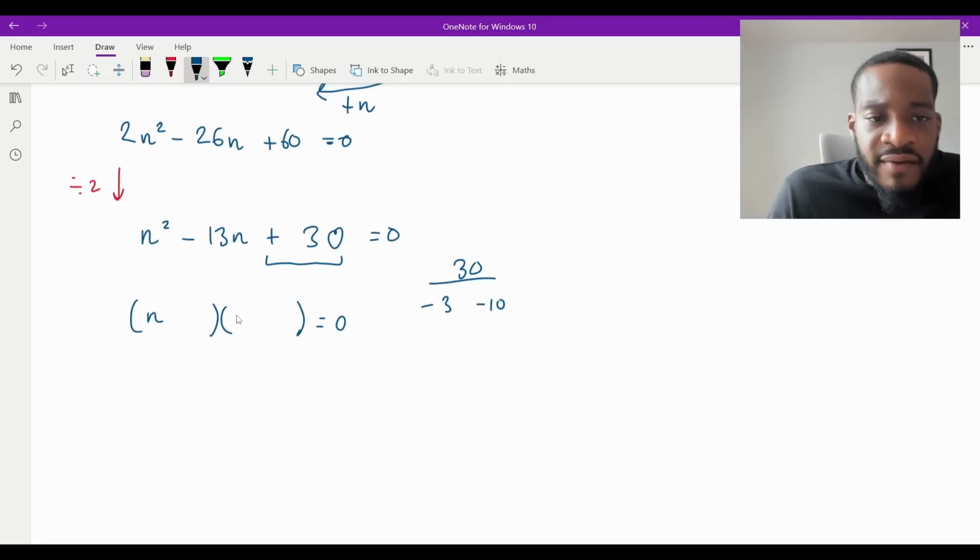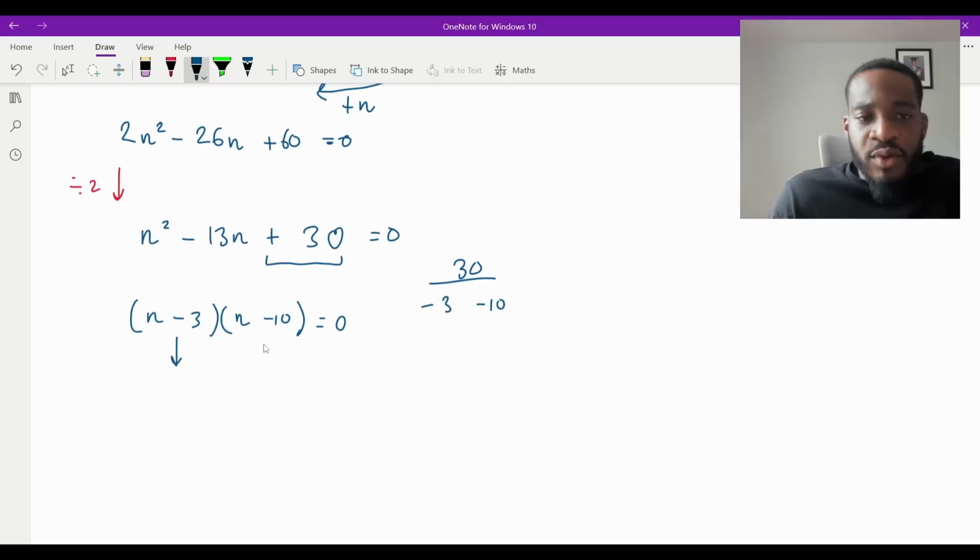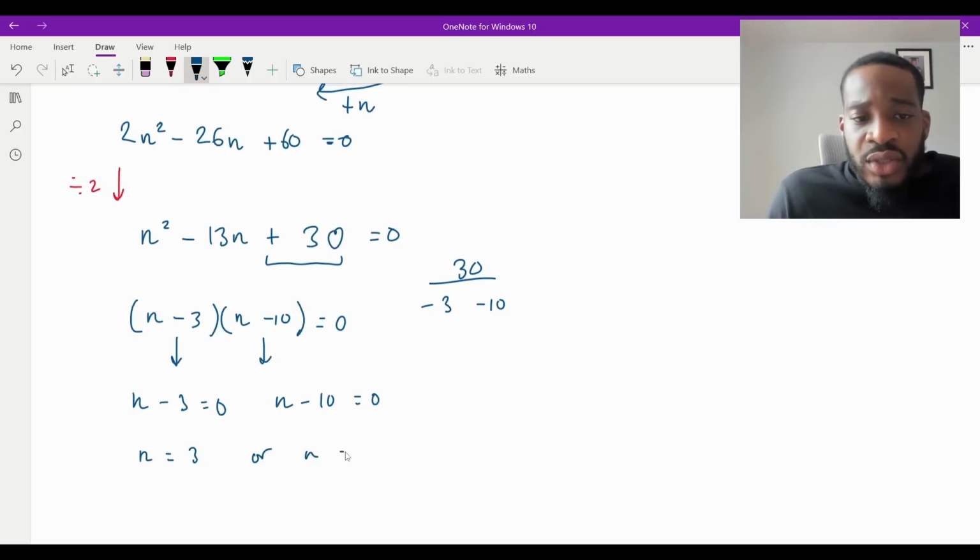We're going to have n here, going to have n here, and then you're just going to put those two numbers in. -3, -10. Now, to solve it, remember, when you get to this step, you make each of these brackets equal to 0. So n minus 3 is going to equal 0, or n minus 10 is going to equal 0. So therefore, n is going to equal 3, or n is going to equal 10. So we figured out the values of n.